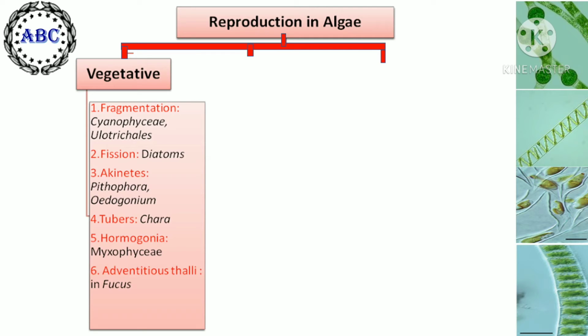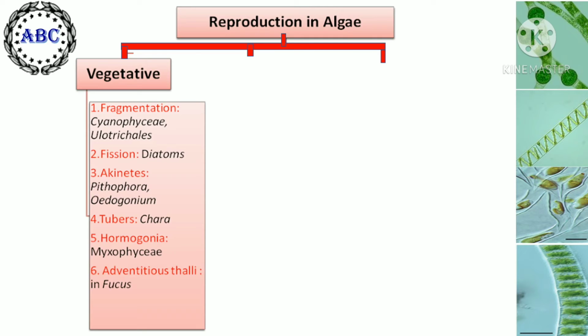The second type of vegetative reproduction is by fission. Fission is common in desmids, diatoms, and other unicellular algae. The cell divides mitotically into two and the cells are separated by septum formation. Then we call it a fission type of vegetative reproduction.